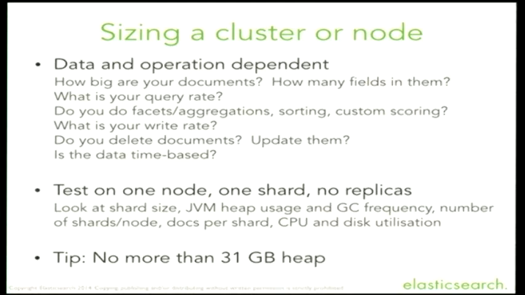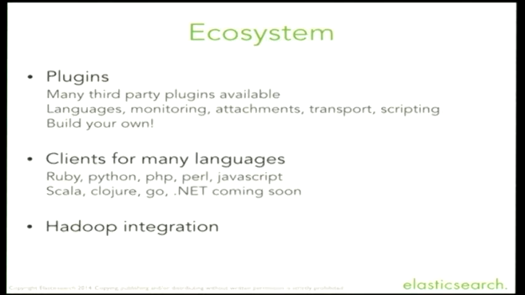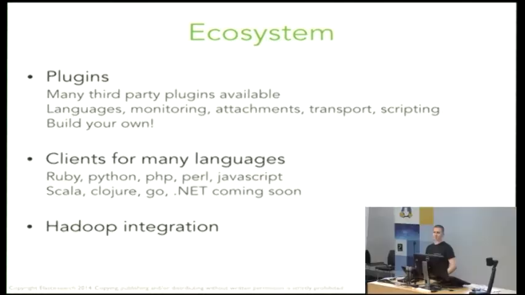Because this is Java-based, you want to keep your heap under 32 gigs, so 31's good, because once you hit 32 gig, your Java pointers are not compressed and you start losing efficiencies. It's a pretty big ecosystem around Elasticsearch.